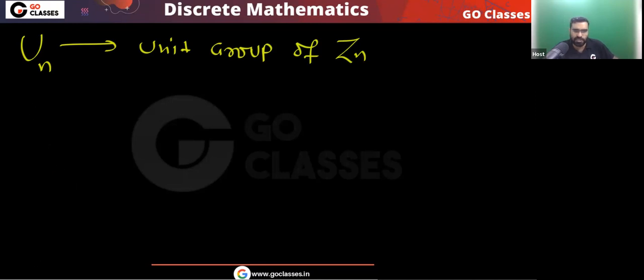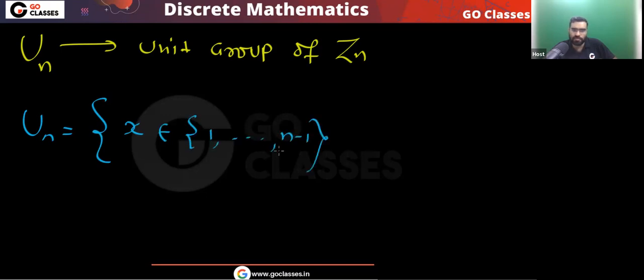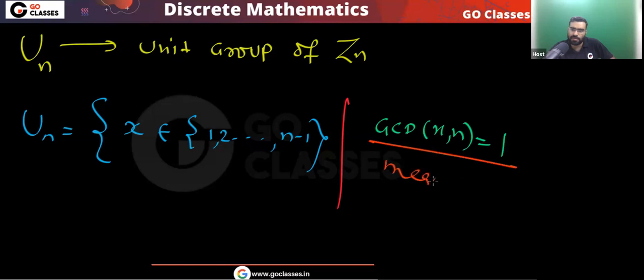If you remember, I told you that in this U_n you have those elements from 1 to n minus 1 which are relatively prime to n, that is, GCD of x comma n is equal to 1. I can say x and n are co-prime. So this is your unit group.